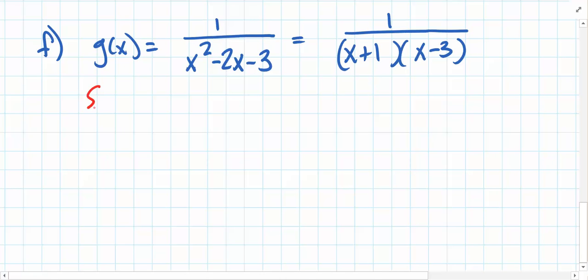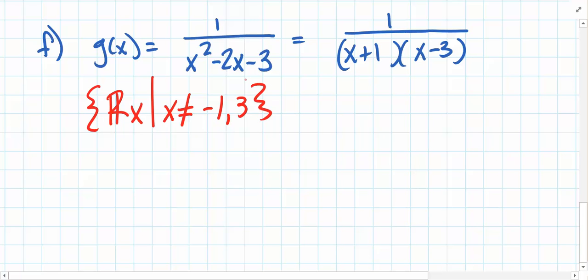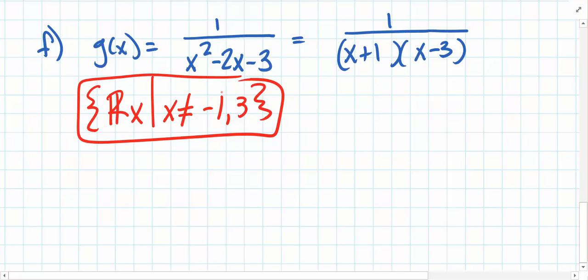We would say all real numbers x such that, wait, wouldn't it be negative 1 though? Negative 1 and 3, right? Is that what you guys said? Yeah. X is not allowed to be which 2 values? Negative 1 and positive 3. Absolutely. So this is how we would write the domain.